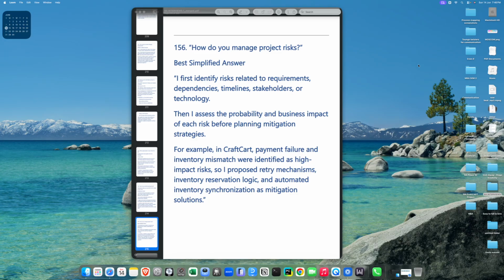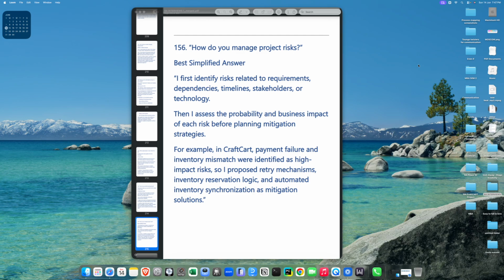So as you can see, as a BA, I manage project risk related to requirements, dependency, timeline, stakeholders, or technology. First, I have to identify risk related to requirements, dependencies, timelines, stakeholders, or technology. Then I assess the probability and the business impact of each risk before planning mitigation strategies. Mitigation strategies are basically strategies which you apply for understanding the impact of the risk, and the strategies which you can have solution on that particular risk.